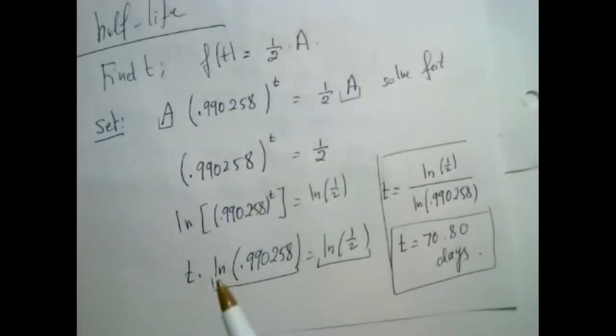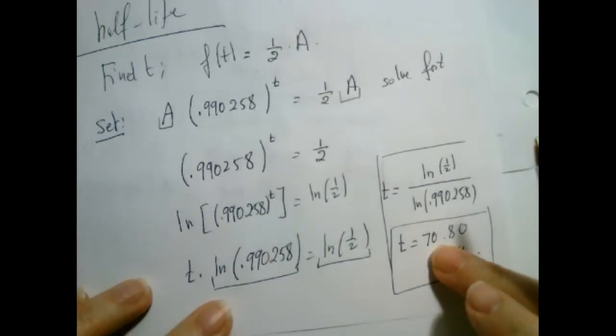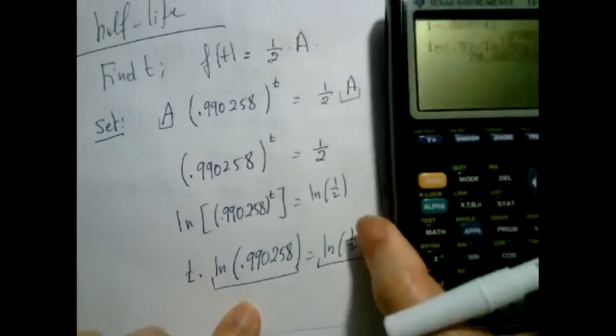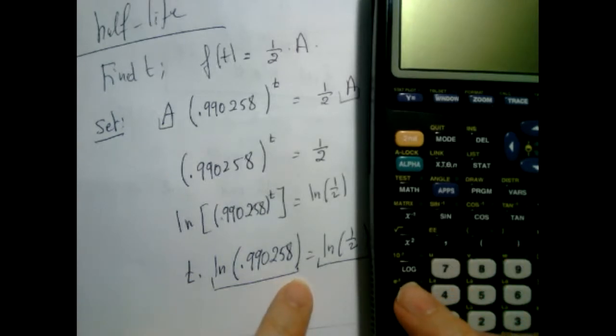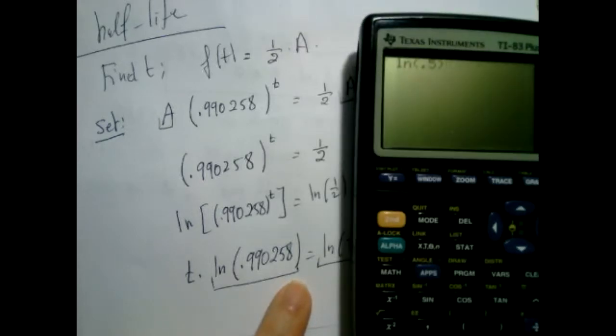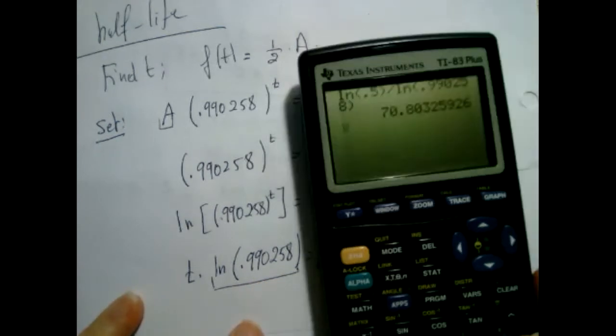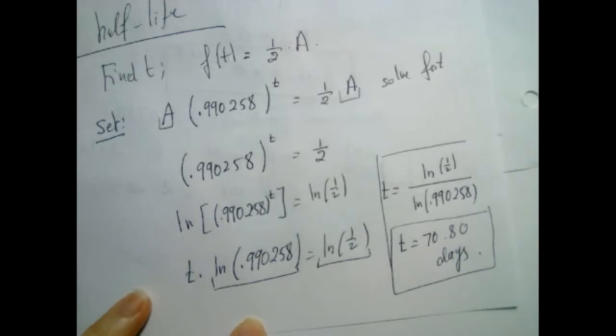I have a quick question. Yes. When I plugged it into my calculator, I got 6.5. Here? Yes. Oh, okay. I'll do it again because I may have messed up myself. So let's do it quickly. It's ln of 0.5 divided by ln of 0.990258. My answer seems to be right. Okay, try it again. Make sure you can get it correctly.